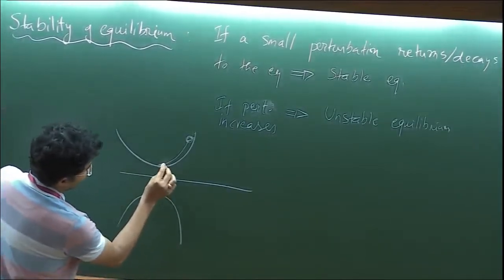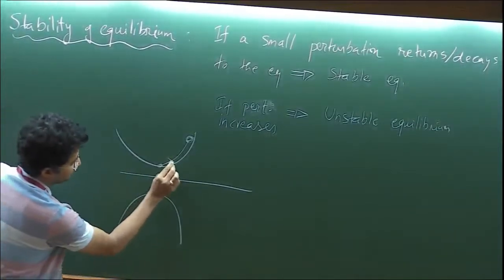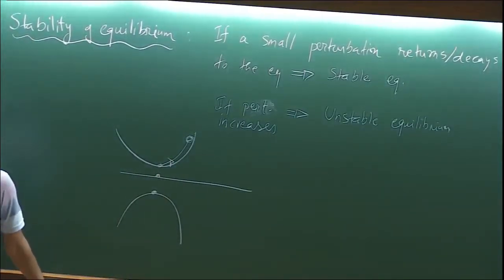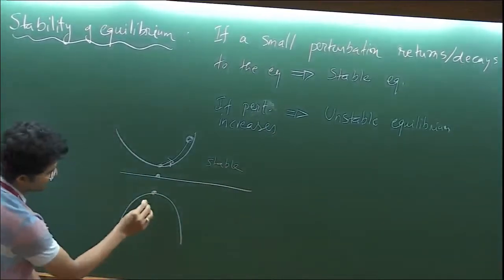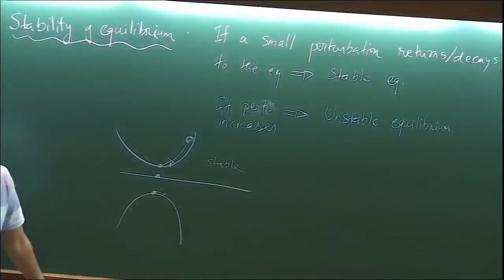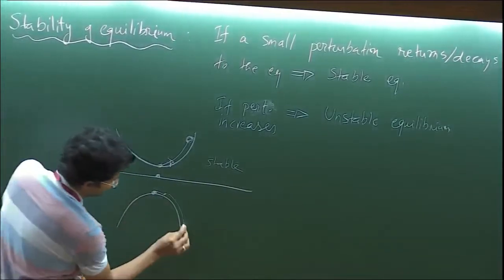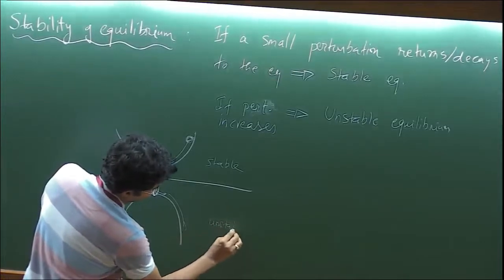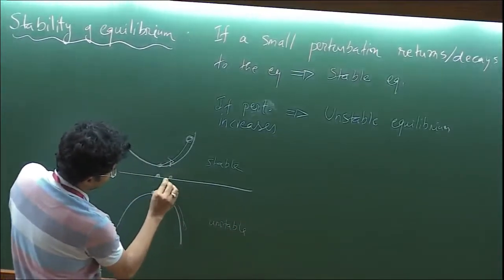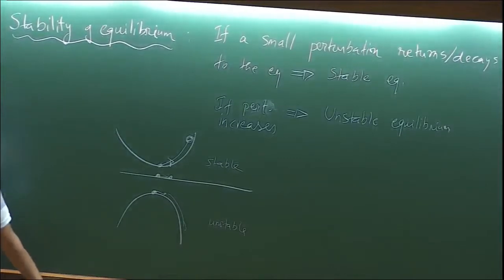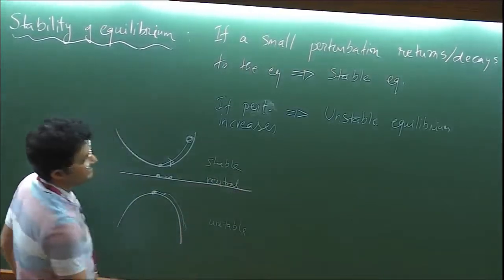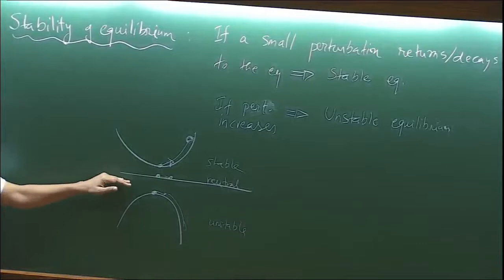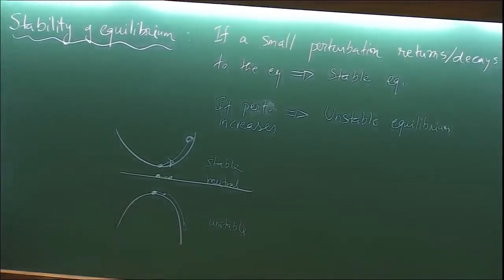Now, if I do a small perturbation here, what happens? It comes back, so this is a stable equilibrium. What happens here with a small perturbation? It just rolls away. This would be unstable. What happens here? It stays where I moved it to, right? So this would be a neutrally stable equilibrium. Hardy-Weinberg falls in this class. Yeah.